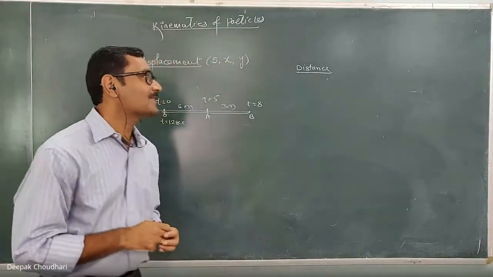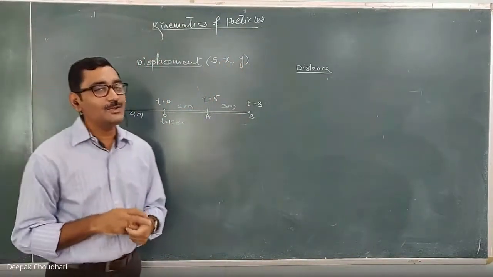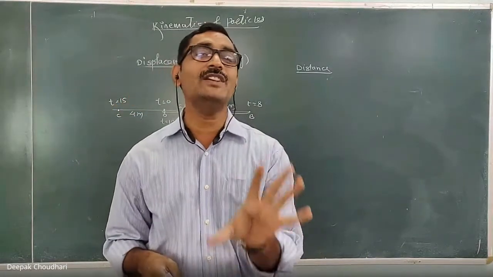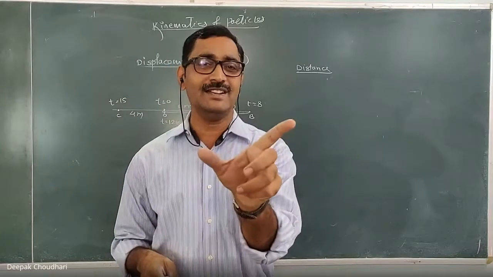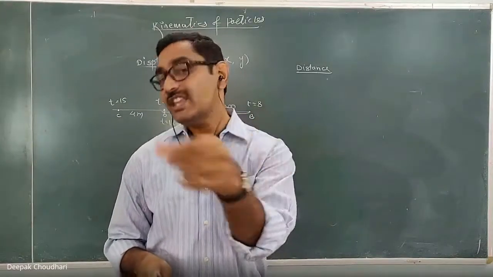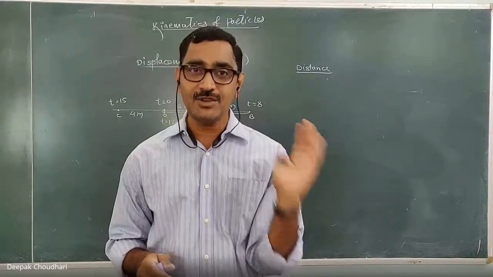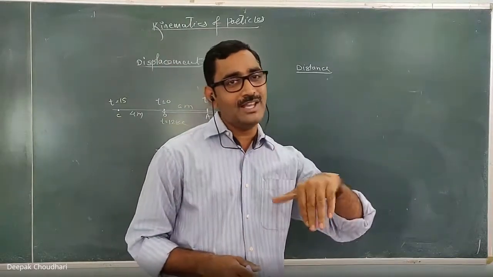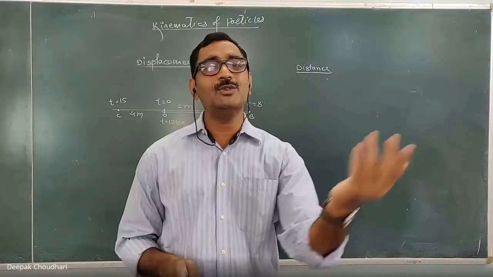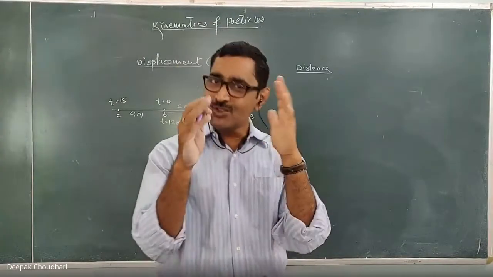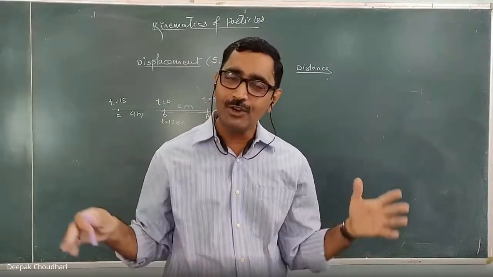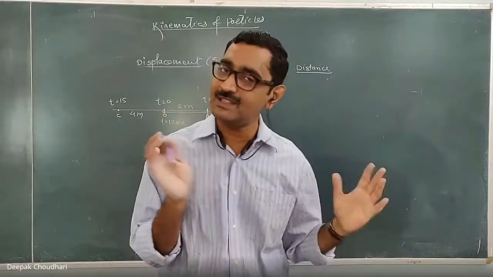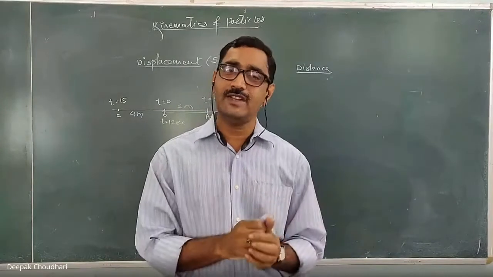So distance traveled is the length of the path traveled by the particle in some interval of time. If it is asked to calculate the distance traveled by the particle in 10 seconds, and it is not mentioned which 10 seconds of its journey, whether from 5 to 15, or from 11 to 20, or from 21 to 30, then by default you can consider it is the first 10 seconds of its journey, from 0 to 10 seconds.